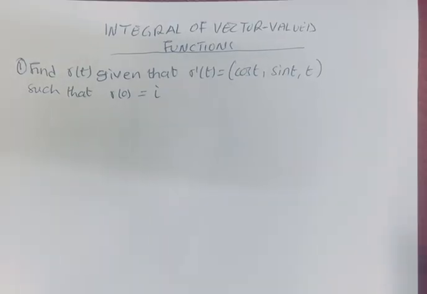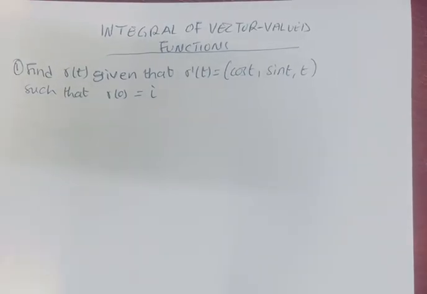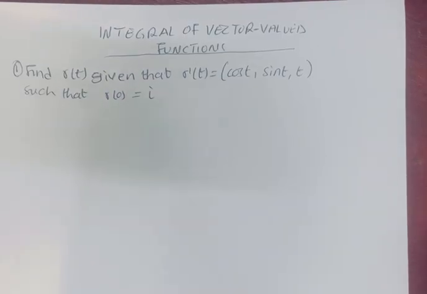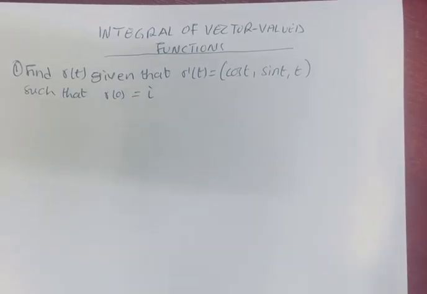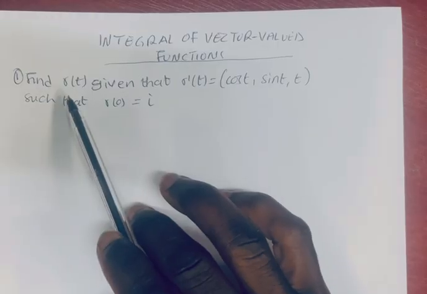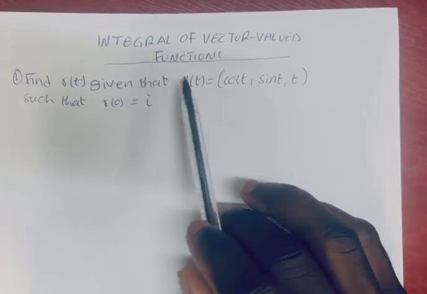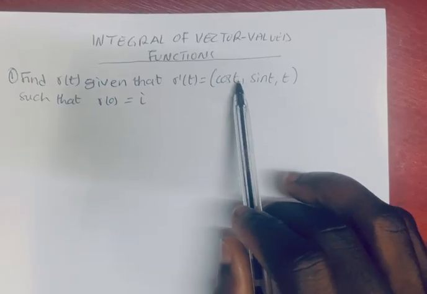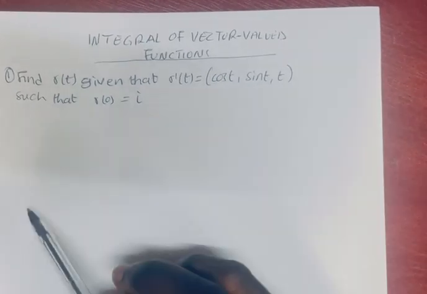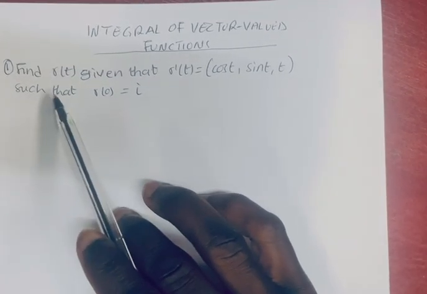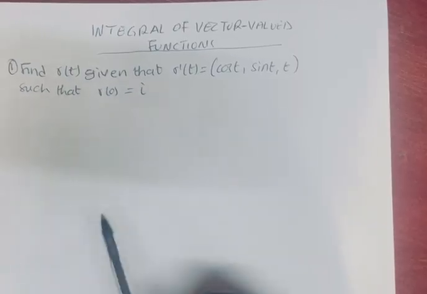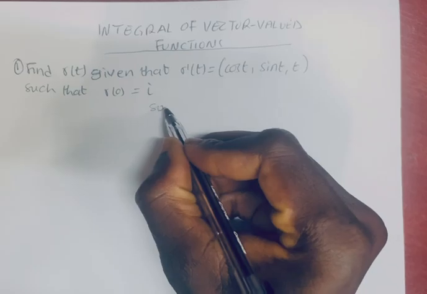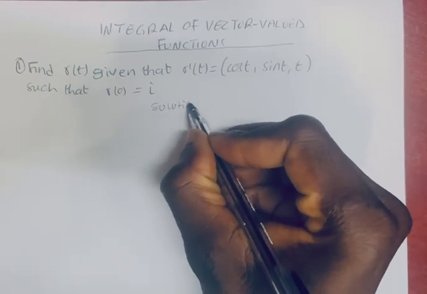Today I'm going to take you through this set of questions. This is integral of vector value functions, and as the question says, find r of t given that r prime of t equal to cos t, sin t, and then t, such that r of 0 equal to i. Okay, so here we have the solution.